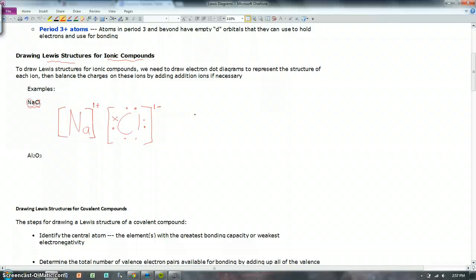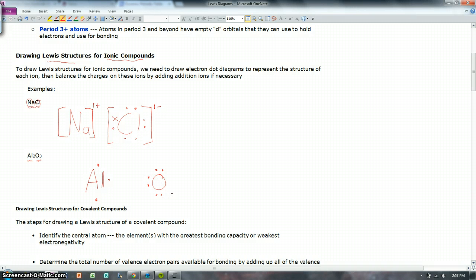Aluminum oxide underneath, again a metal and a non-metal, is a trickier one, but we're going to start again the same way. So we're going to draw the Lewis structure for each of these compounds. Aluminum is in the third column, so it'll have 3 valence electrons. Oxygen is in the 6th column, so it has 6 valence electrons.